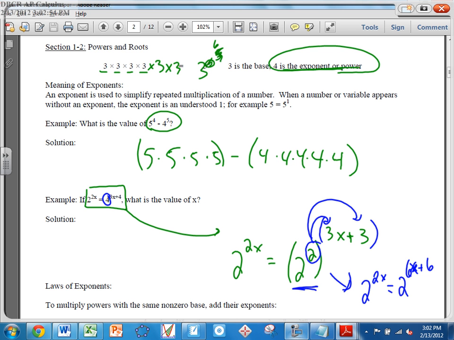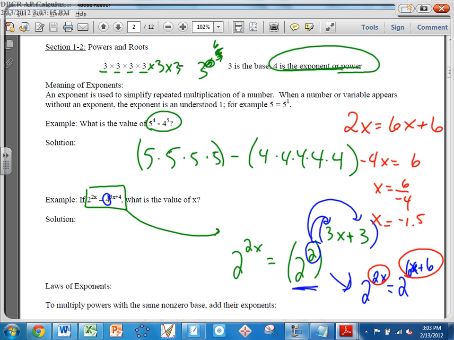Now you have an equation with the same base. So simply take your exponents, 2x and 6x plus 6, set them equal, and solve. Subtract the 6x, you're going to get negative 4x equals 6. So x equals 6 over negative 4, or simply negative 1.5. Okay? Good luck guessing on that one, though.